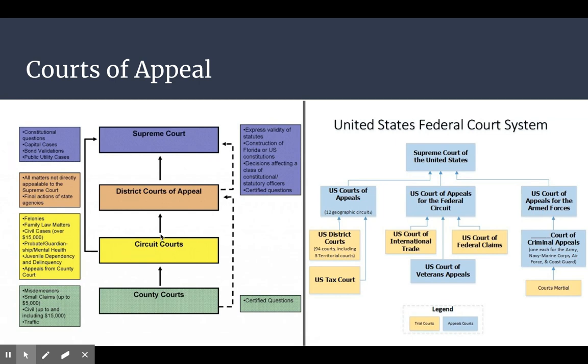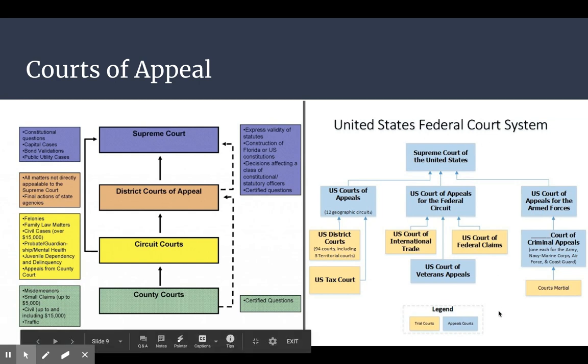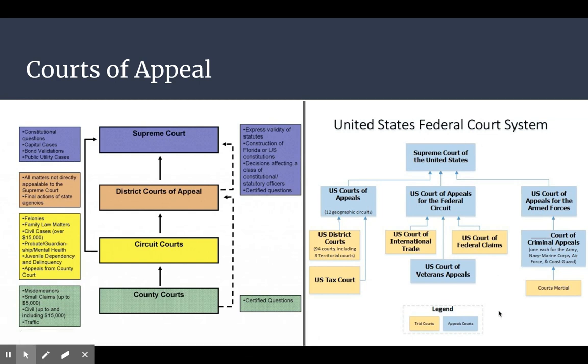And then, of course, you could appeal to a higher court and eventually all the way to the Supreme Court. So these are just some little charts trying to show you how the U.S. federal court system works. And again, you only appeal if you lose. If you win, you're done.